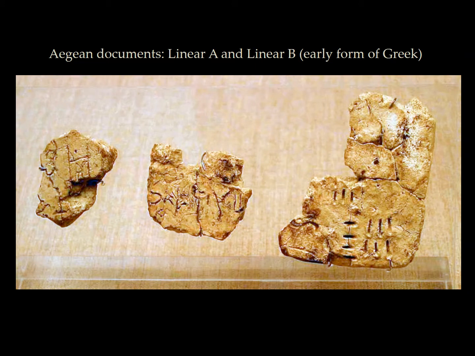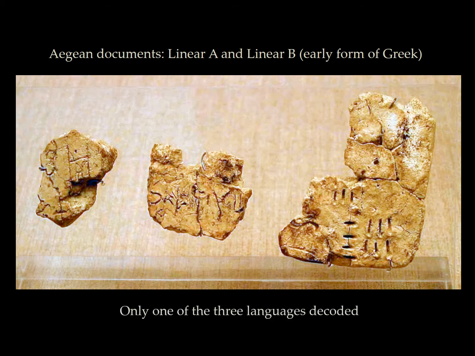Now, how do we know about the civilizations that actually existed during the time in which Homer's Iliad is set? And the answer is we do have a written language. We have the Aegean documents written in different types of writing, Linear A and Linear B. This is a precursor to ancient Greek.